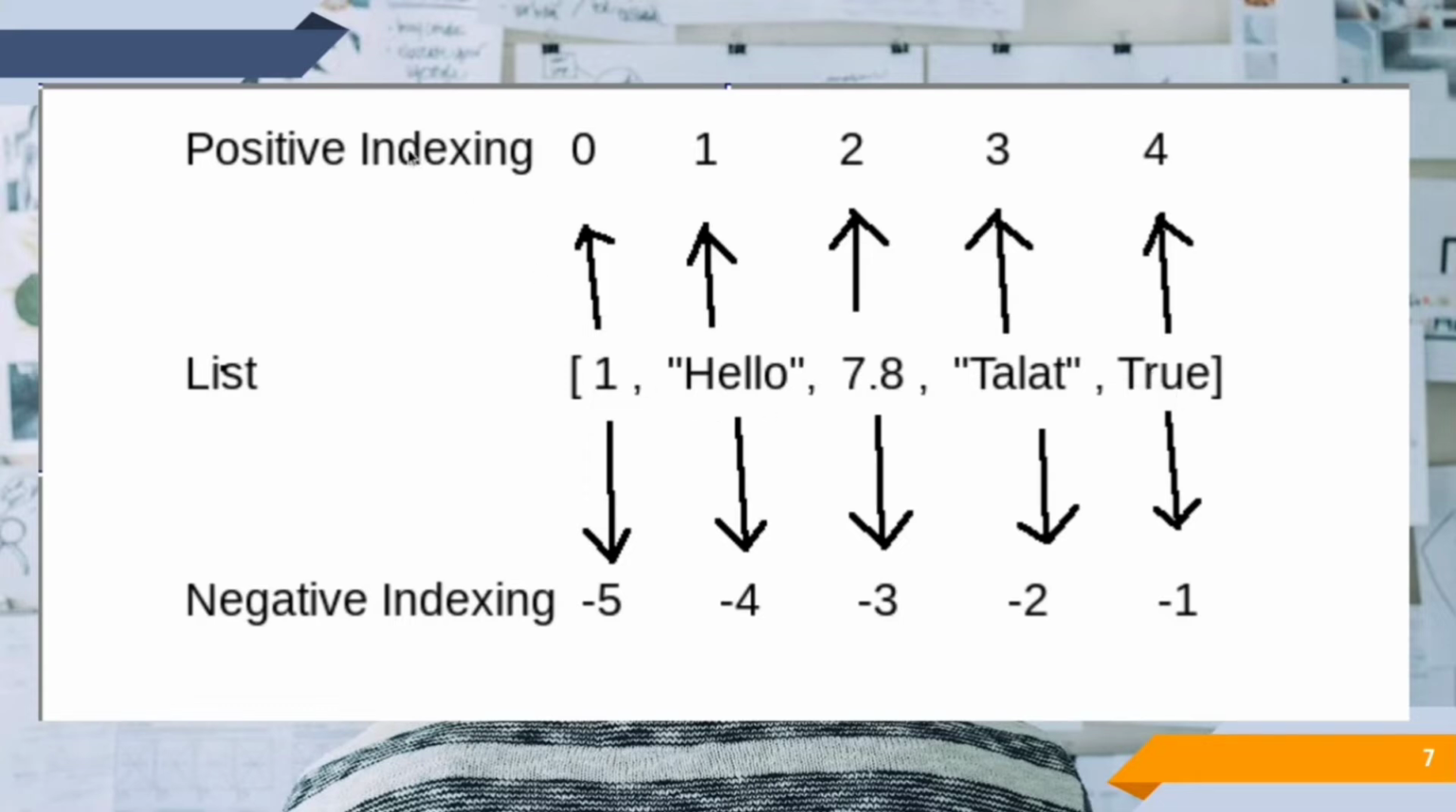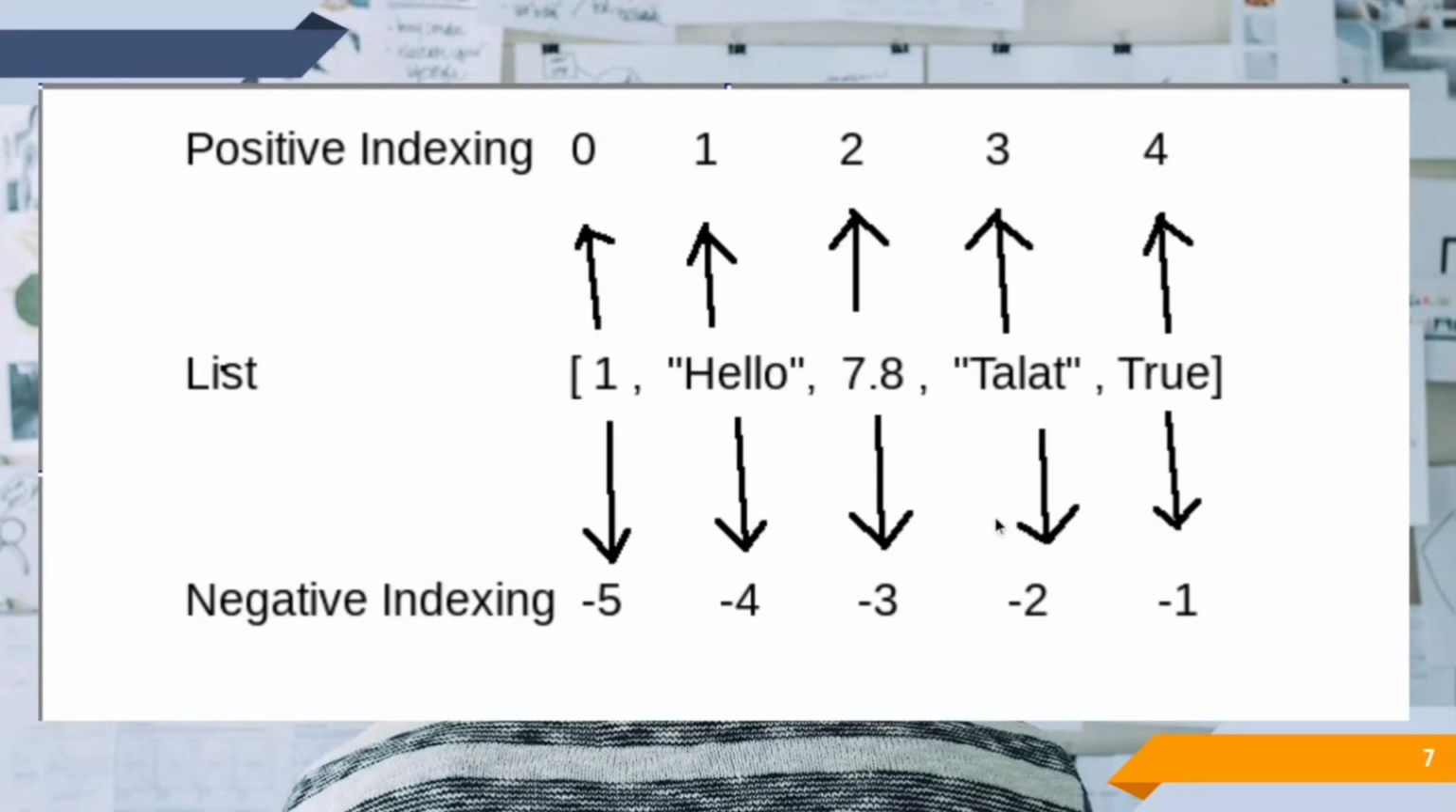Positive indexing will start with 0 and move from left to right. So it will go 0, 1, 2, 3, 4, like this. Negative indexing will start with -1, so the last element will be -1 and it will move from right to left: -1, -2, -3, -4, -5, like this.